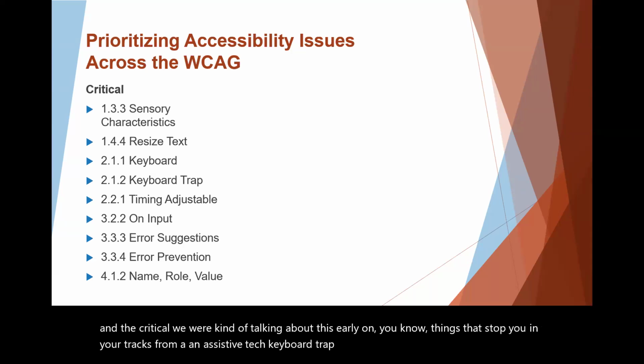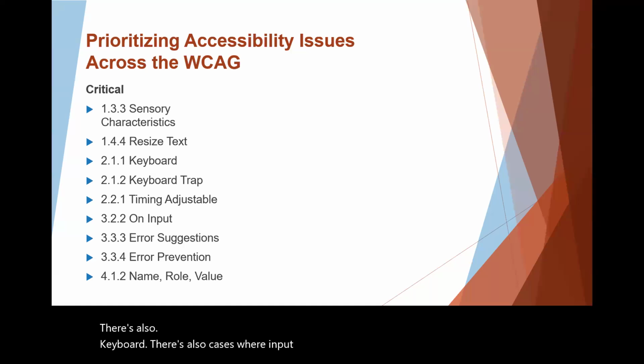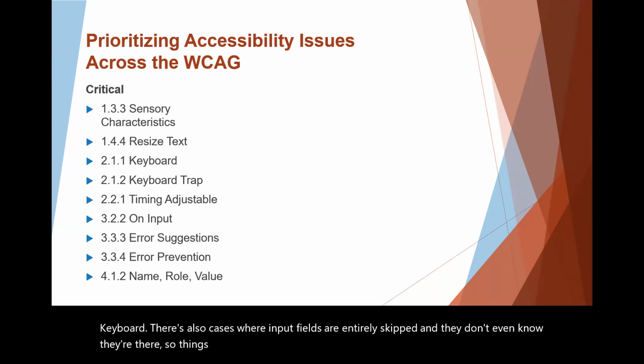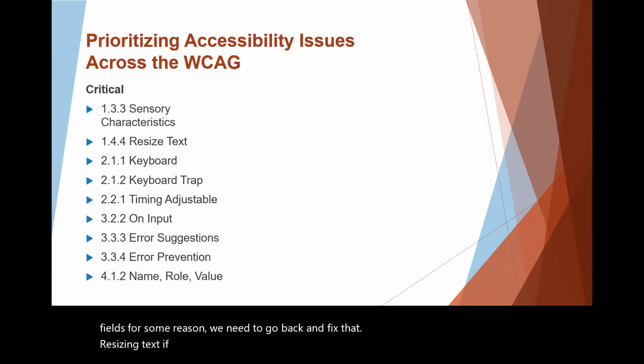I mentioned that. There's also cases where input fields are entirely skipped and they don't even know they're there. So things like that, when you're testing, you'll realize, hey, it skipped these 3 fields for some reason. We need to go back and fix that. Resizing text, if someone can't resize text and they're low vision, they can't use the site, things like that. So these are more critical.